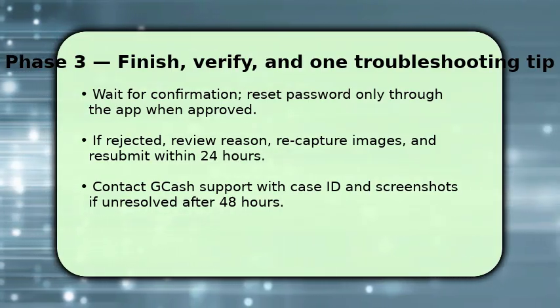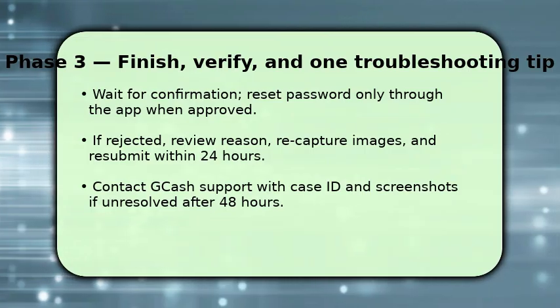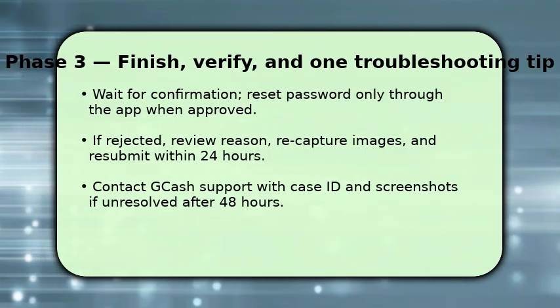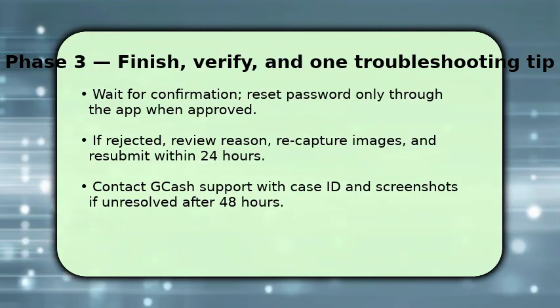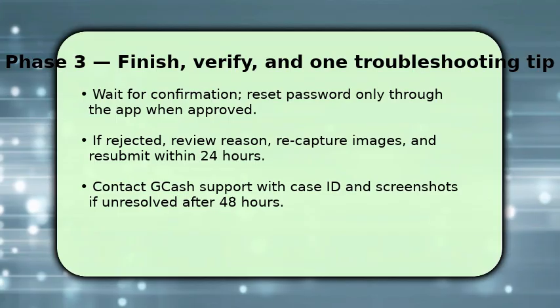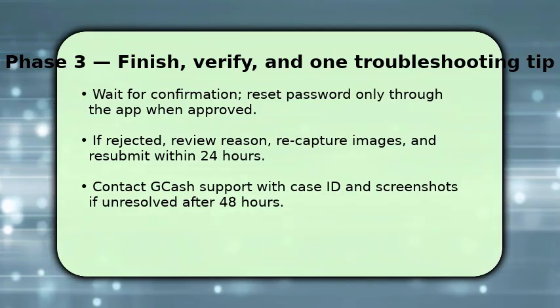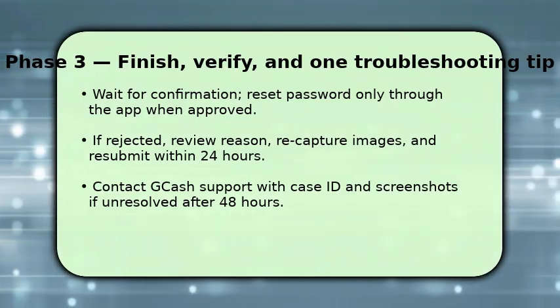If verification is rejected, read the reason carefully. Usually the fix is a clearer photo or correct document type, so recapture and resubmit immediately. If nothing works after 2 attempts, contact Gcash support with your case ID and screenshots. Keep record.